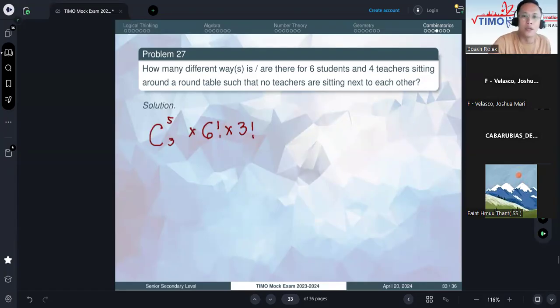Okay. So this is equal to 10 times 6 factorial, which is 720, times 6. So we have 43,200.